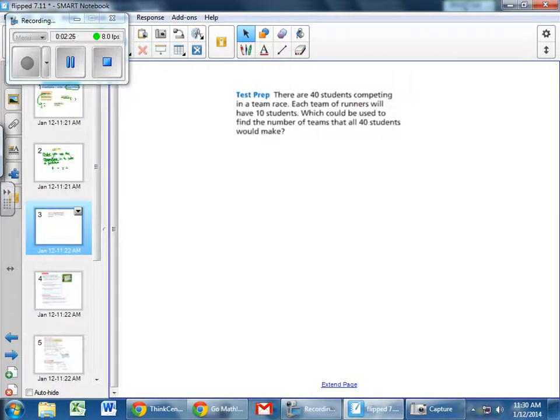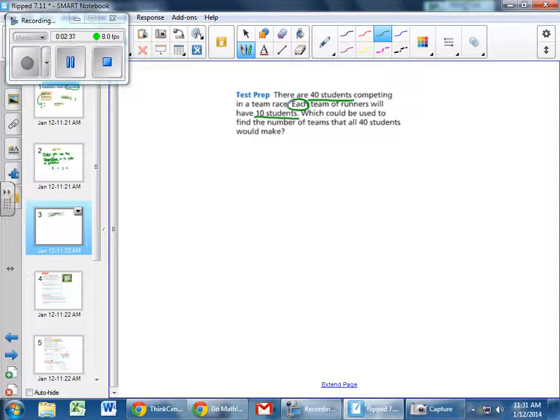Warming up our brain, even though we just did a little vocab, there are 40 students competing in a team race. Each team of runners will have 10 students. So we have that magic word, each, again, which could be used to find the number of teams that all 40 students would make. How many total students did we have? We had 40 students. And we want to find the number of teams that we can divide those students into.